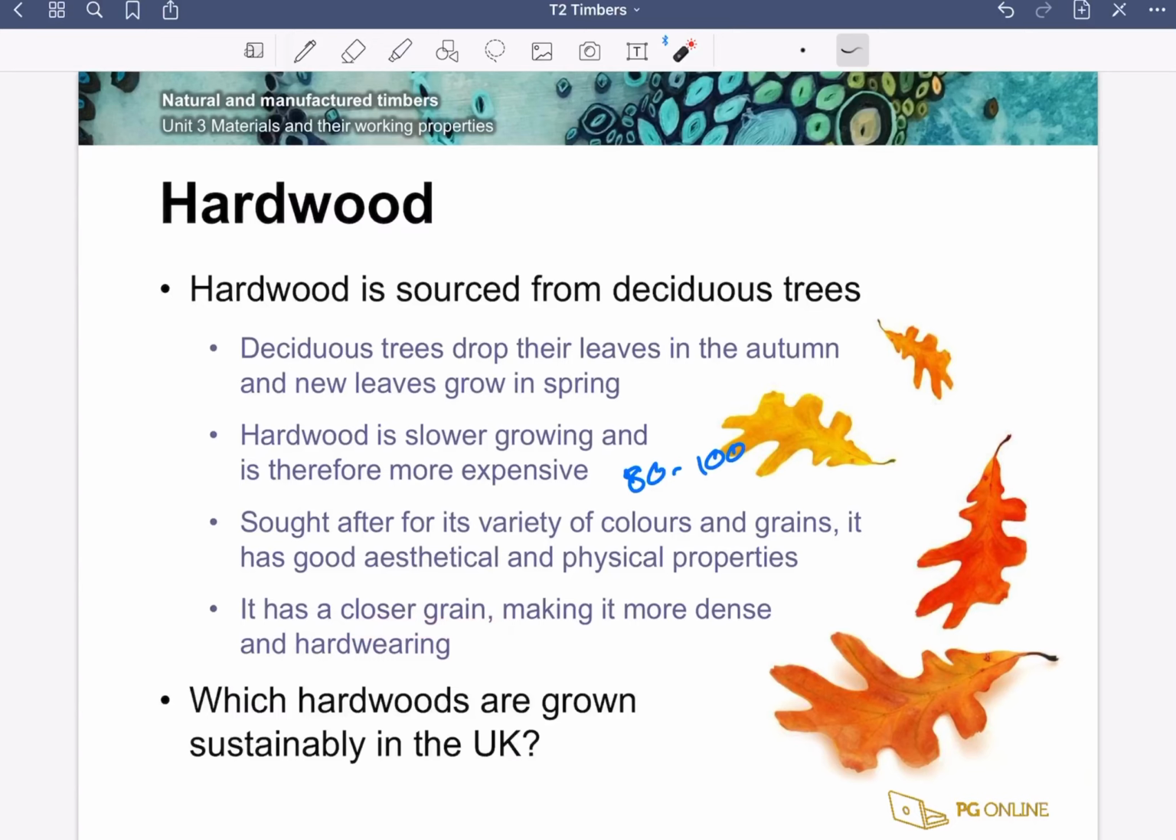It's grown much slower, so the grain is much closer. It's much more dense, so it's not quite as absorbent, but you still need to protect it with a stain or some sort of varnish. Okay, it'll generally be much more hard wearing. Again, I refer back to the small halls floor. That is a lovely hardwood that has been stained, and it is certainly very, very durable.